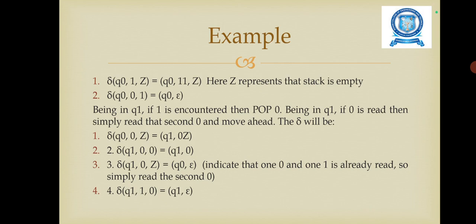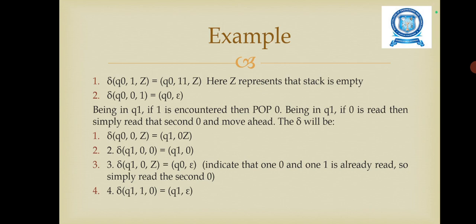That means for the second part, if 0 comes before 1, read the first 0, push it onto the stack, and change the state from q0 to q1. Likewise, if 1 is encountered, then pop 0 while in q1. If 0 is read, then simply read that second 0 and move ahead. For that, the transition function is δ(q0, 0, Z) = (q1, 0Z).